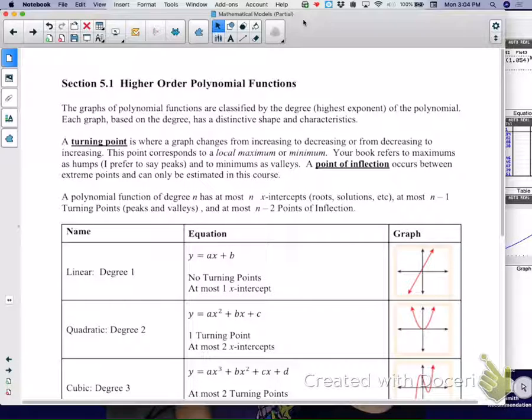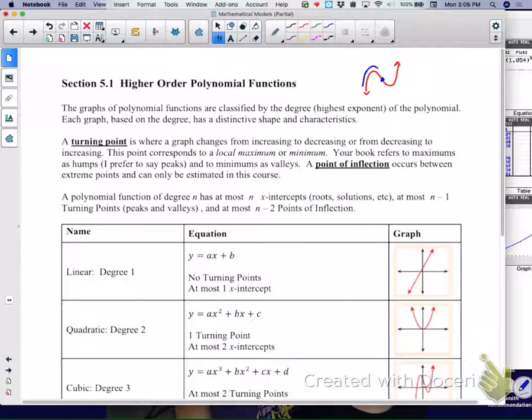Then you also have something called a point of inflection. We're not going to talk too much about that, but that's going to occur between your extreme points. In this course, we can only estimate those. It takes more calculus than what we've done in here. But essentially, if I have a graph that looks something like this, your inflection point would be about right there. So it's going to be where the graph changes from being a U-shape to an upside-down U-shape or vice versa.